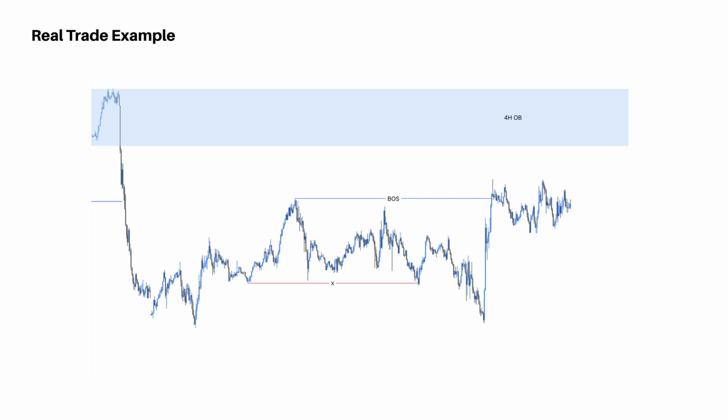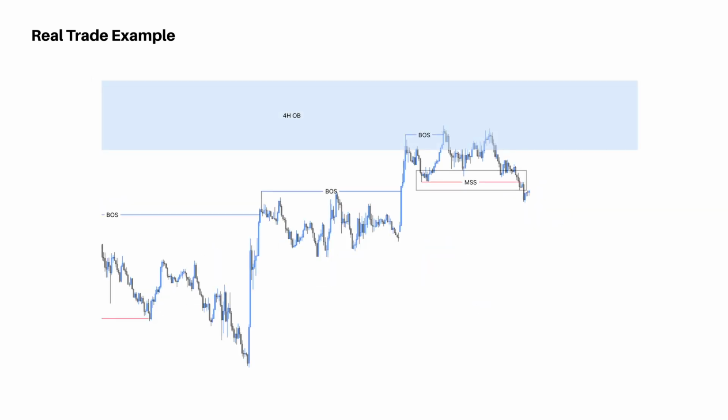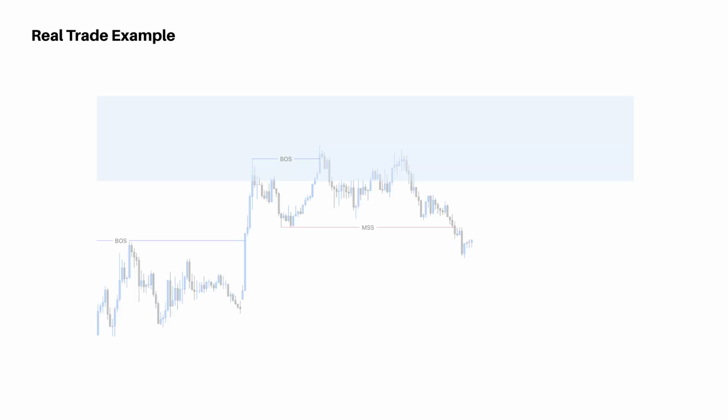Price should tap into the 4-hour order block, reject from that area, and then create a market structure shift on the 15-minute chart. Now, as you can see, after tapping into the higher time frame supply zone, price reversed and formed a clear market structure shift. This shows that buying momentum is fading and sellers are taking control again. So our 15-minute bias turns bearish and we can start looking for short opportunities.